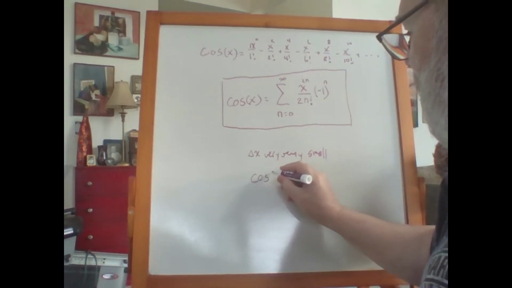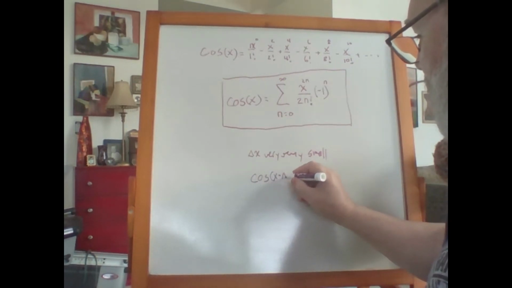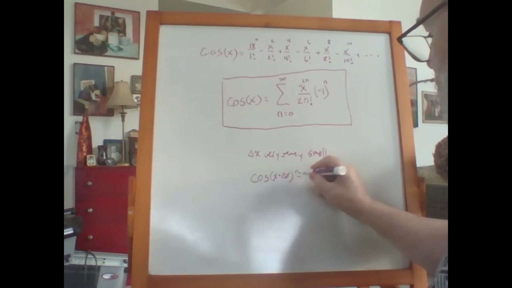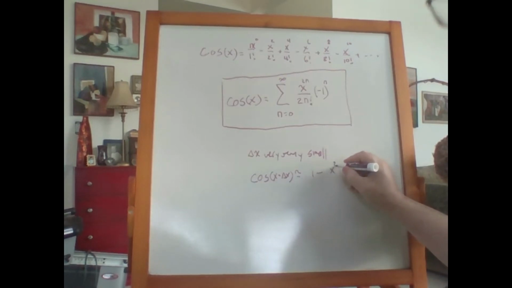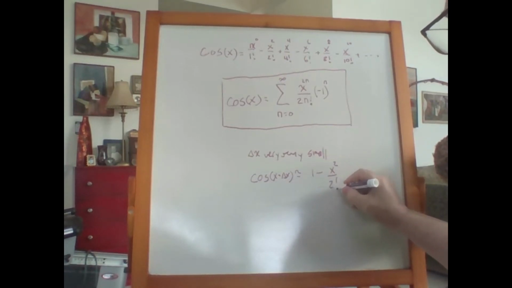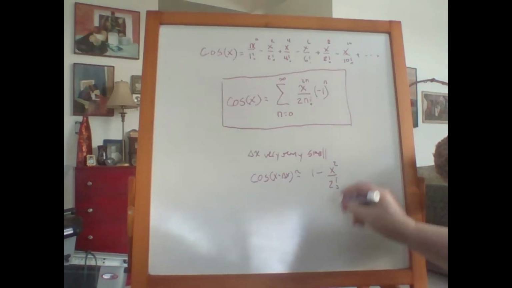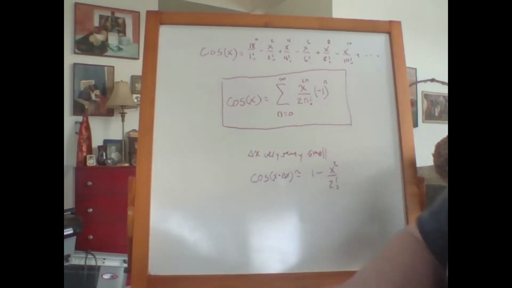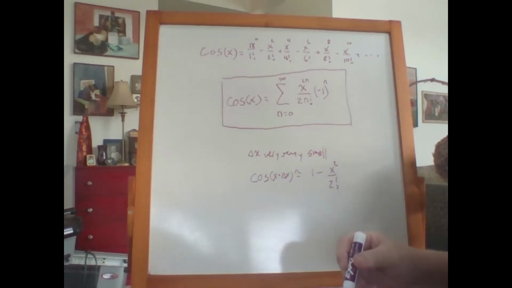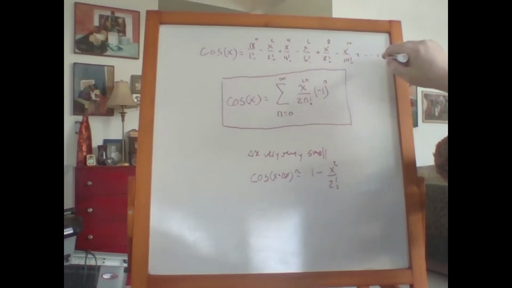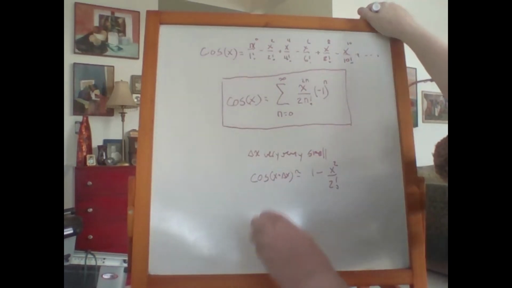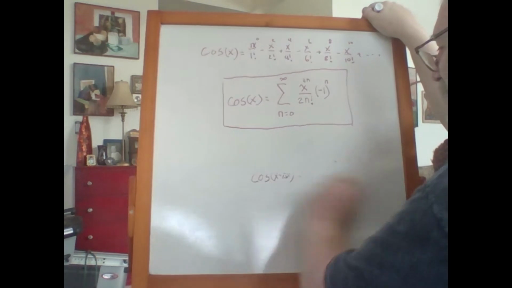Cosine of x plus delta x is going to be approximately 1 minus x squared over 2. That's how many terms you could take and still be relatively accurate. So it's pretty cool because the more terms that you add, the better the accuracy.